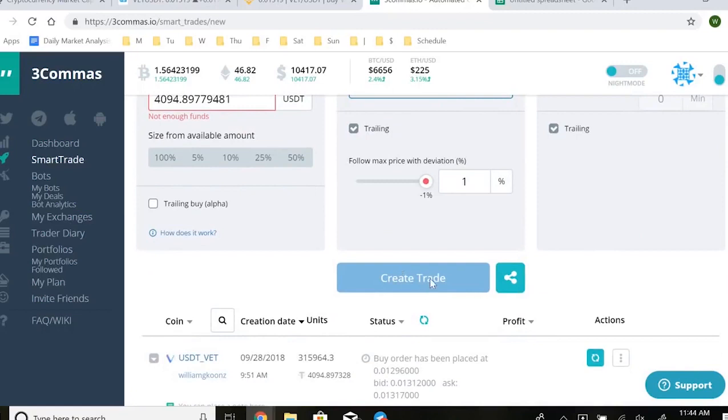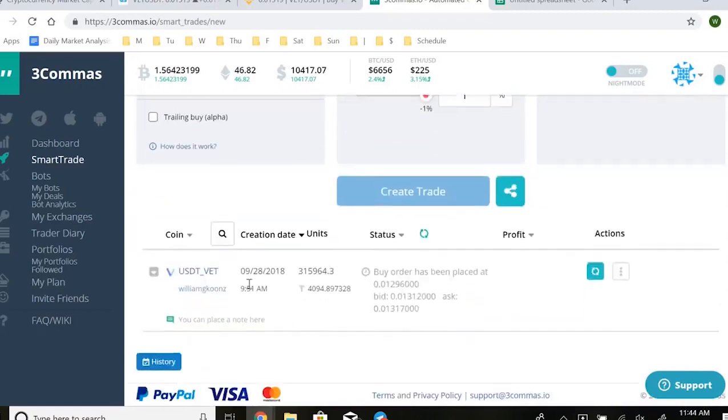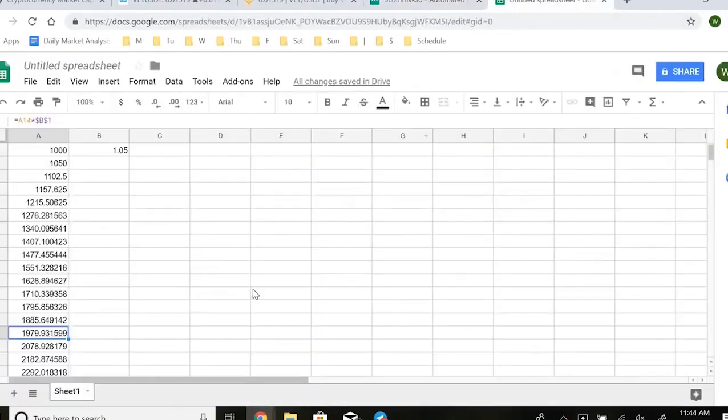And then once you're actually ready, you just hit create trade. And as you can see, I already created my trade right here. But that is basically the full strategy for you guys. And just to give you a bit of a rundown with the numbers, if you start off with $1,000, within 15 days, you can be making $100 per day with this strategy, as long as you get 5% per day, which is very achievable, guys.